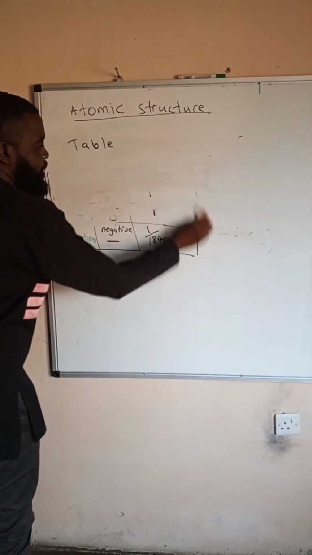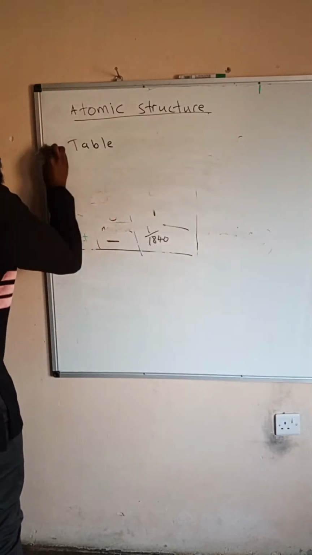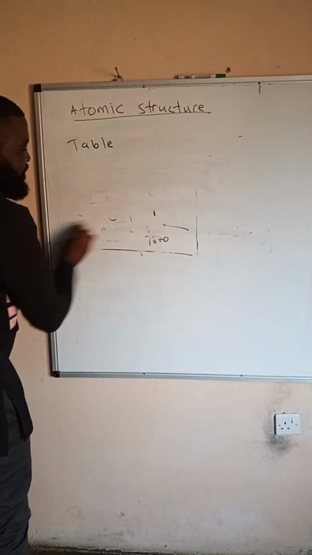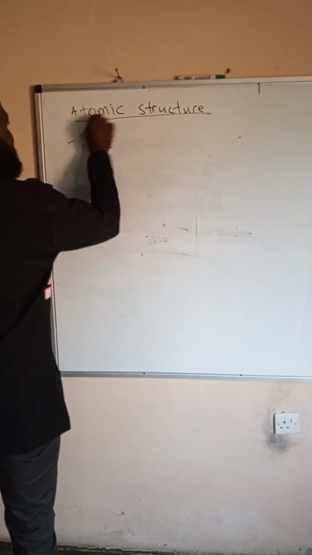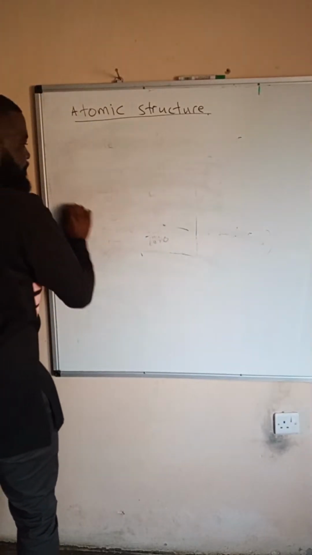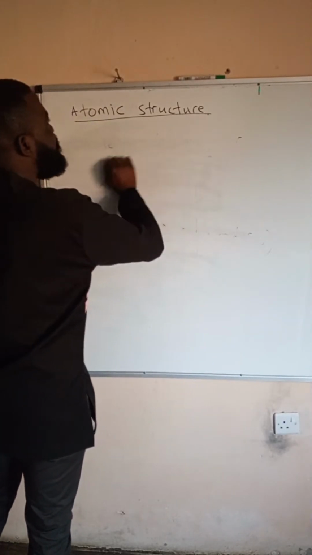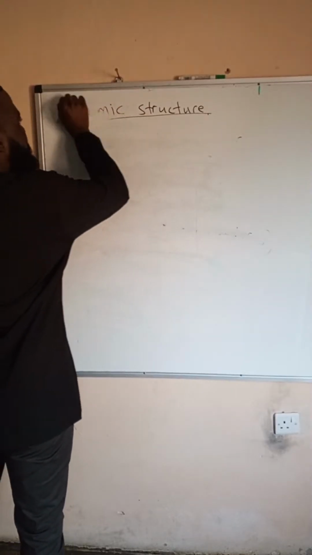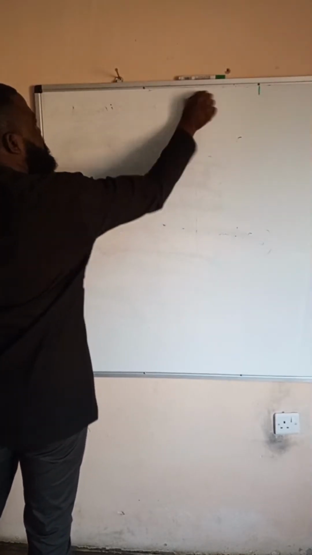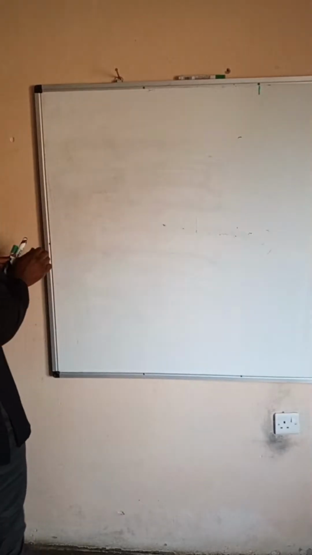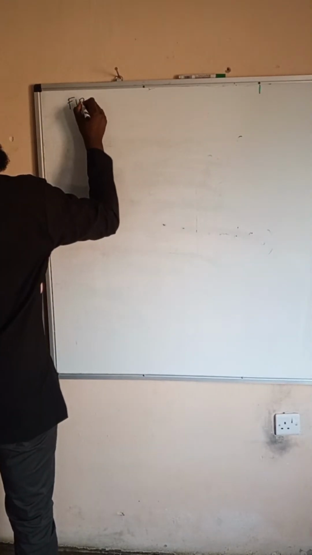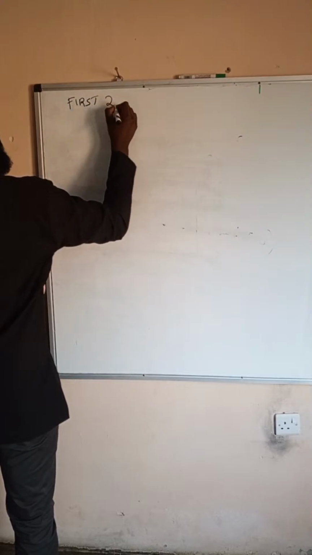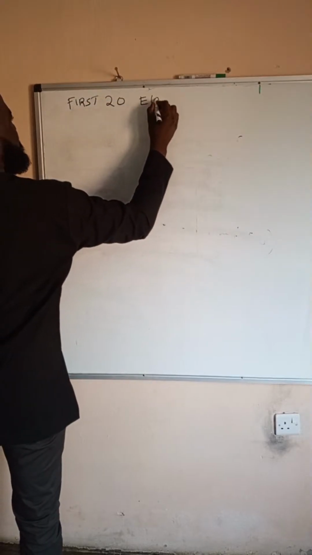Okay, now what do we have? Let me show you another table of the first 20 elements that we'll be using so much in chemistry and their symbols. In chemistry, when you're writing, use symbols. So, the first 20 elements.